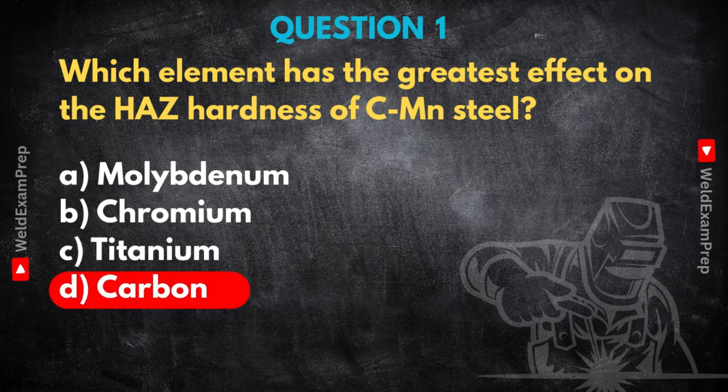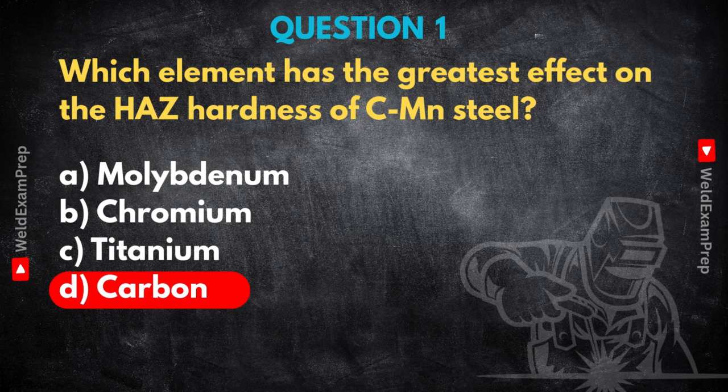Carbon. Right. So for carbon manganese steel, why carbon? What makes it so influential on that HAZ hardness? Well, carbon is the primary element that controls hardness in steel. Even small amounts make a big difference. Its atoms sort of get in the way of movement within the iron structure. That directly boosts strength and hardness.